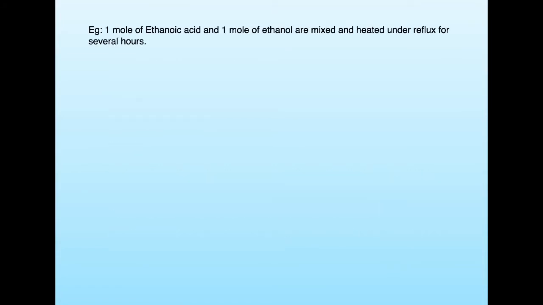So we mix 1 mole of ethanoic acid and 1 mole of ethanol, and we heat them under reflux for several hours. Just out of interest, how do we measure 1 mole of ethanoic acid? It's a liquid at room temperature, as is ethanol. How can we measure out 1 mole of it? Any ideas?